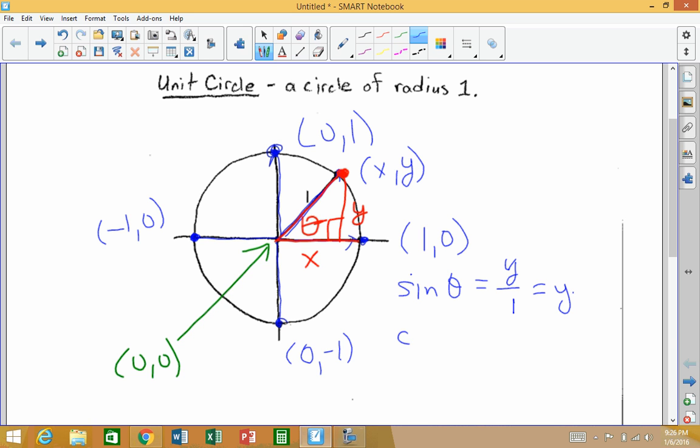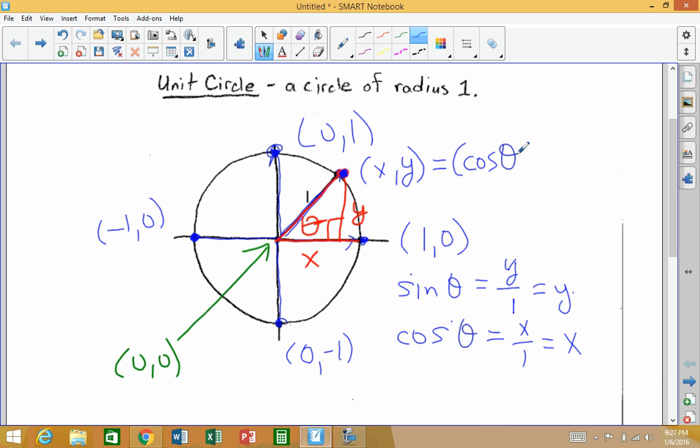The cosine of theta is adjacent over hypotenuse. So the adjacent side is x, the hypotenuse is 1, so we can define cosine as x. So this is very significant because now this random point that we were talking about out in the middle of nowhere, if we know the value of that, we can actually tell you what the cosine and sine are without doing any work whatsoever.